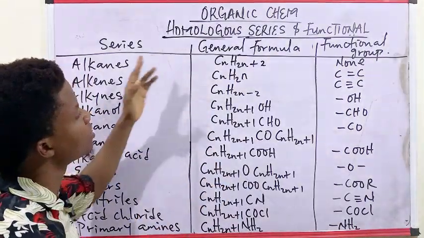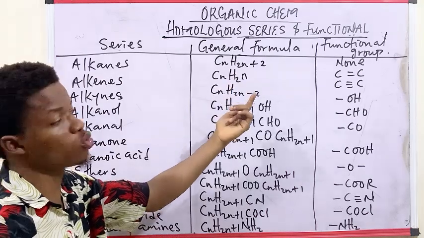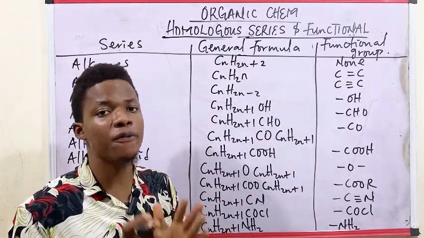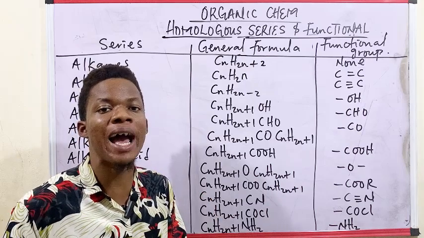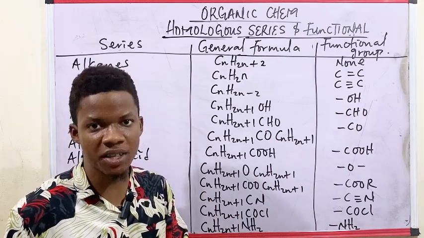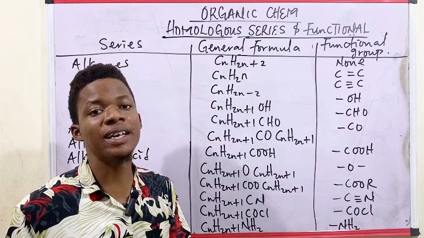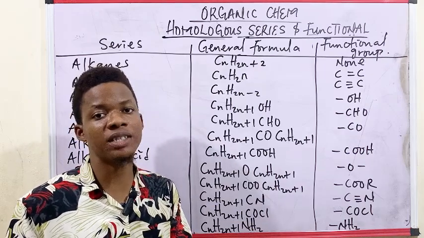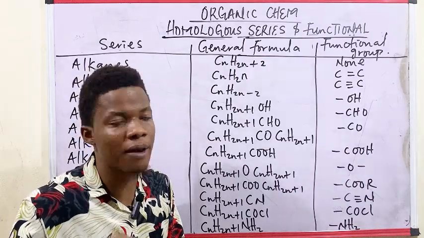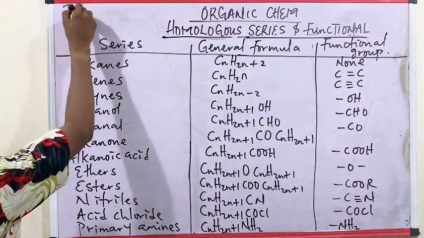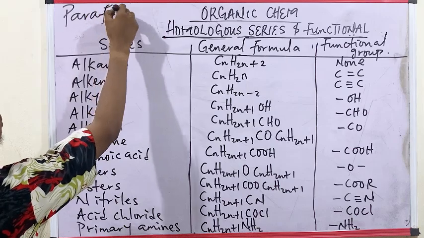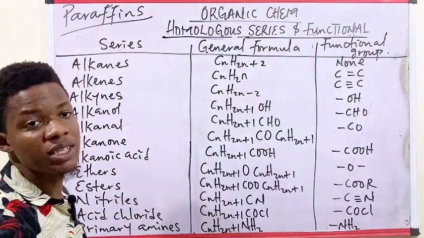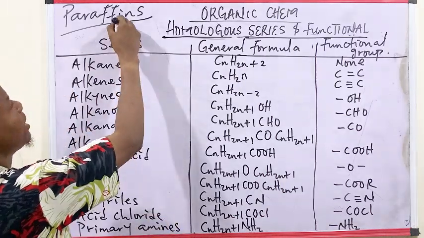So you look at the alkanes, general formula CnH2n+2, then the functional group is none. So alkanes do not have a functional group. This is even the reason why they are usually unreactive at room temperature. Alkanes are mostly unreactive. In fact, that is why they are called paraffins. The unreactive nature of the alkanes allows them to be given the name paraffins, which talks about inertness, being inert.